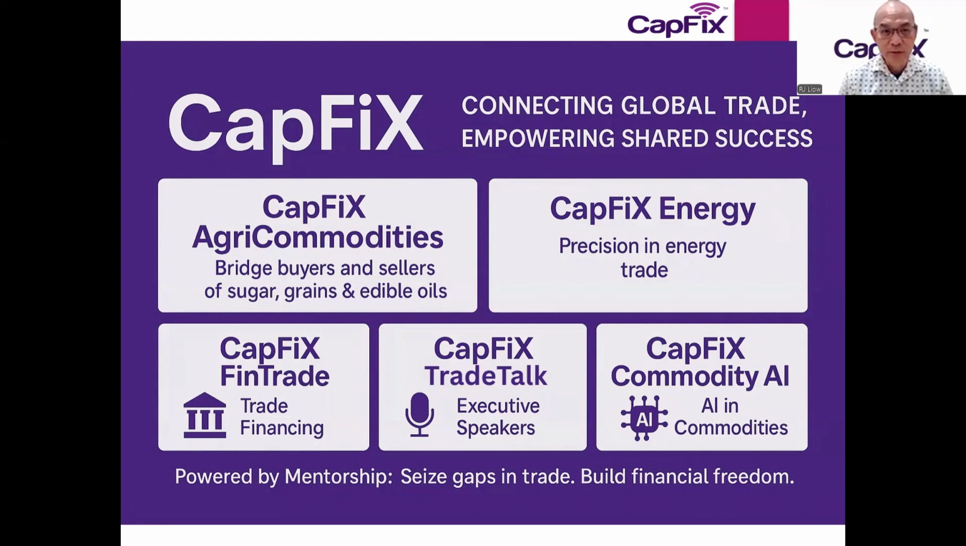Who is CapFiX? There are two verticals in CapFiX. One is agri commodities, where we talk about the sugar side. We facilitate the sales and purchases of sugar. So in our platform, we have suppliers and also buyers.